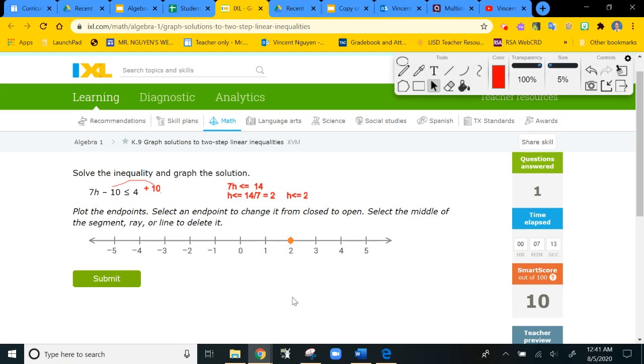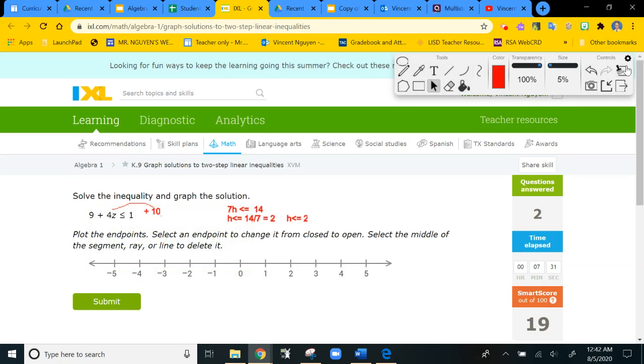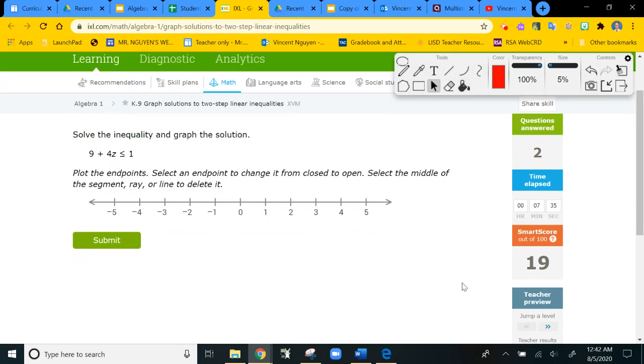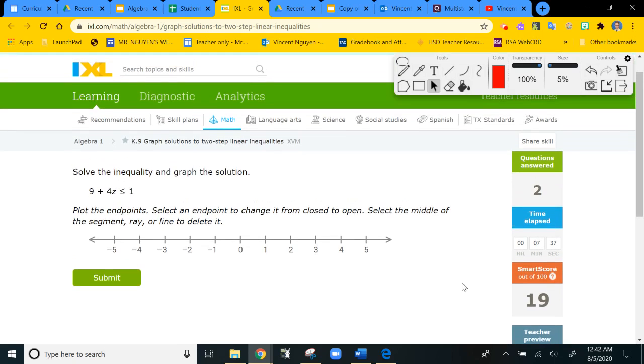I click it one time only because it's a closed circle, and notice it's less than. So that means I'm going to be going this way, but I have to cover all of the numbers, otherwise it will not count, right? Hit submit. Yay. Okay. Once it starts to repeat, I'm going to start jumping levels just so that you guys see some other problems. Okay, let's do this one real quick.